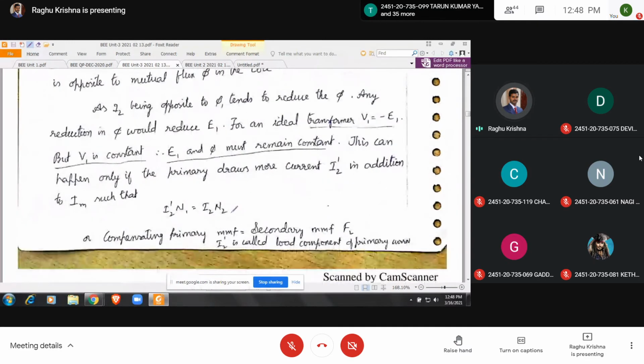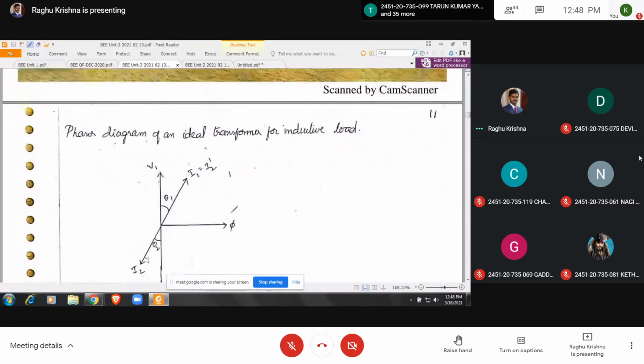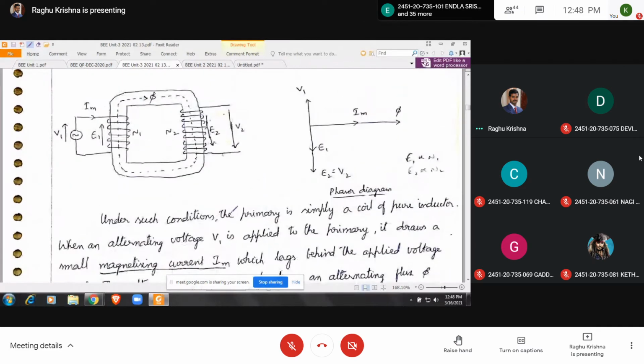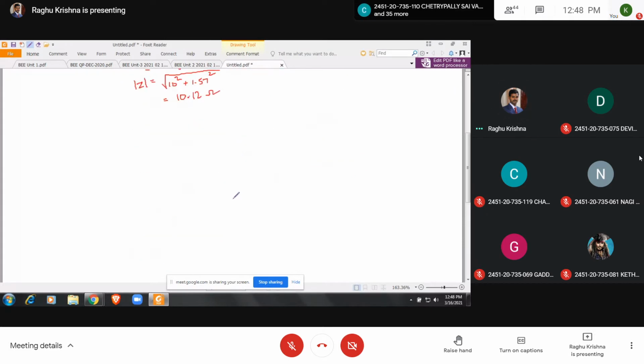No load phasor diagram. So here this is the no load phasor diagram. In this I have included only the magnetizing current. You can also include the working component of current. Like this also you can draw.